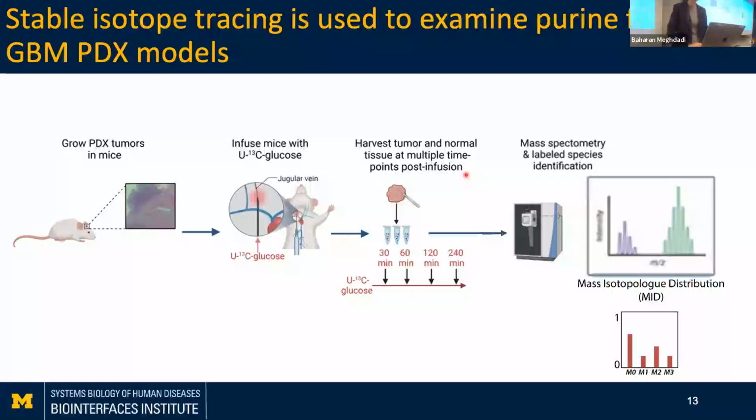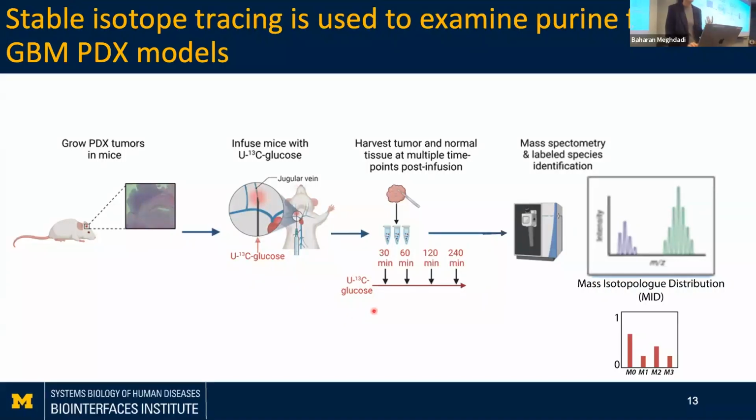And so to quantify purine metabolism, we'd like to do another experiment, because purine metabolism is very slow, and during the time of surgery, the enrichment patterns are at a steady state, and we need multiple time points. If we want to write the mass balance equation, we need multiple time points to fit our data to the measured enrichments. And so for that, we again have the GBM PDXs, and we infuse the 13C glucose into them.